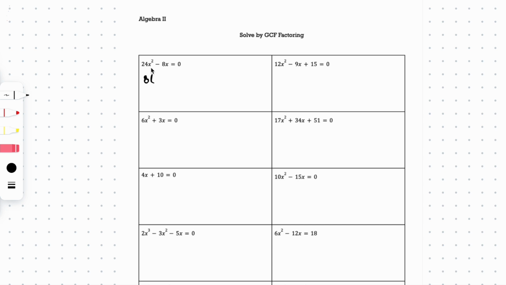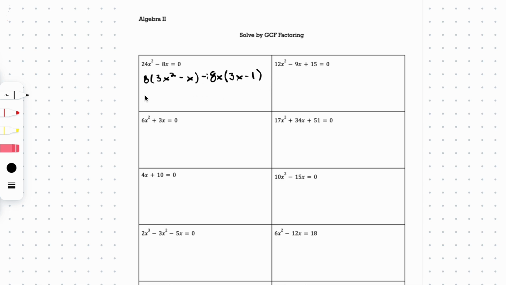When I divide 24x squared by 8, we get 3x squared. When I divide negative 8x by 8, we just get minus x. Now on top of that, we can go even further. We have x's in each of these terms, so I'm going to factor out an x out of this. So we still have that 8 outside, but I'm going to factor out another x. And that gives us 3x minus 1.